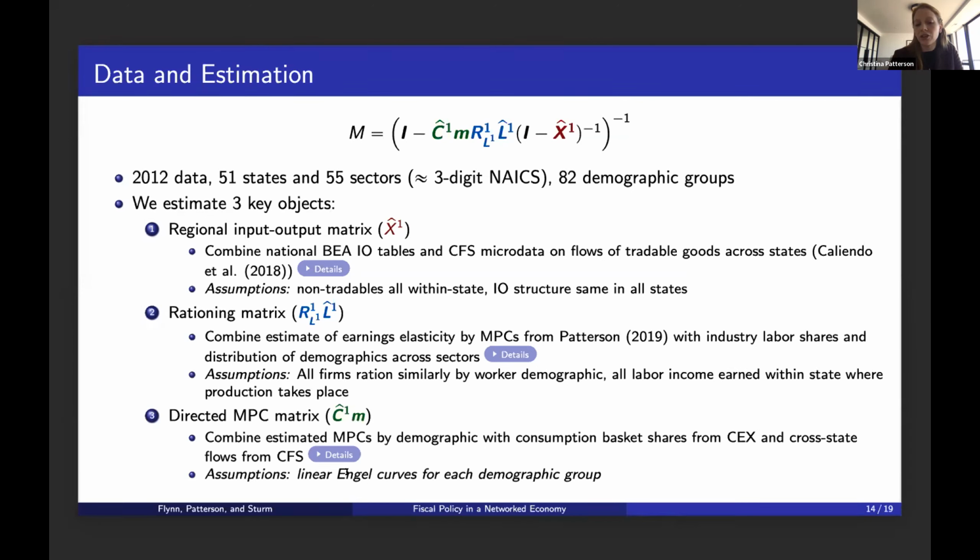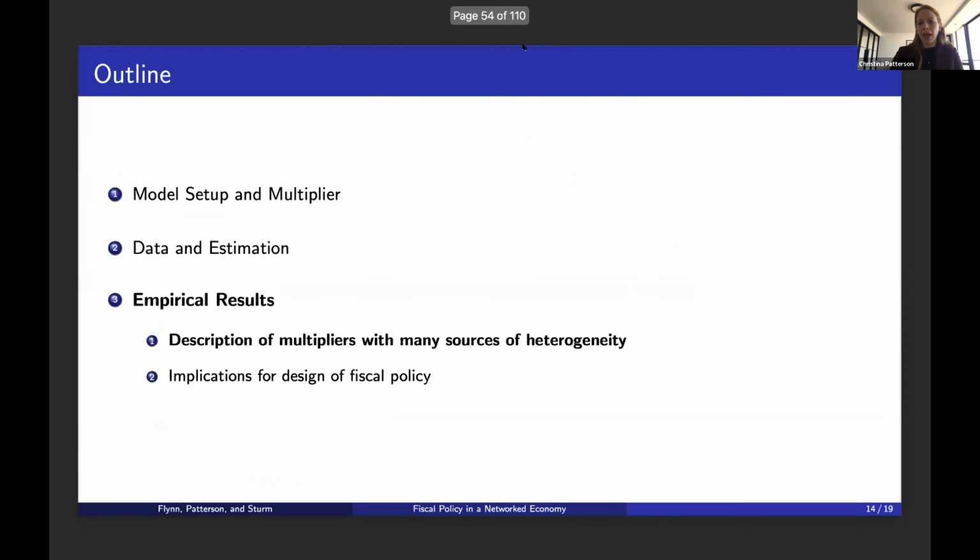And the key assumption here I'll just highlight is that we're going to be assuming that for each demographic group, there are linear Engel curves, meaning that the MPC for food for a demographic group is just going to be the MPC for that demographic group times that group's share of food in their basket. Okay, and with that, we're ready to just jump into some results.